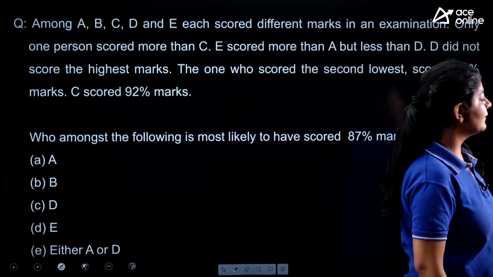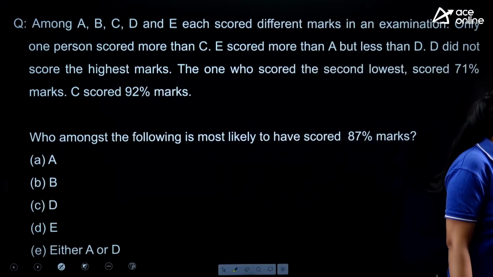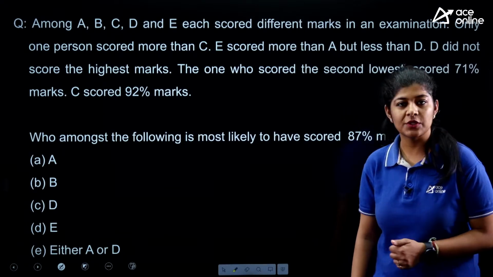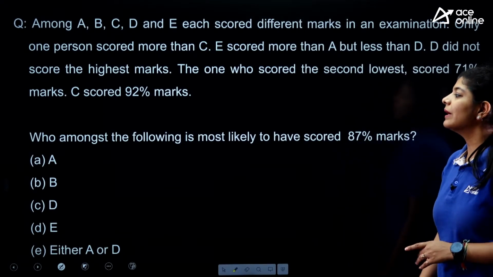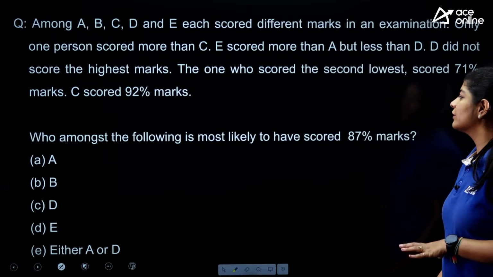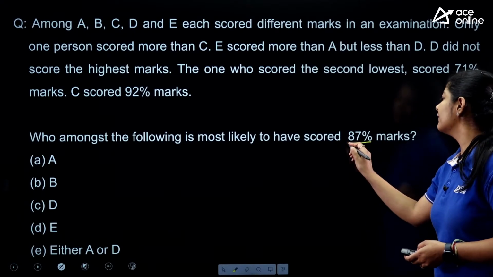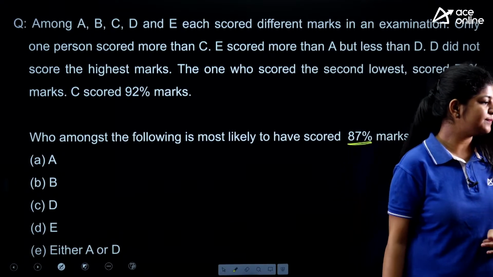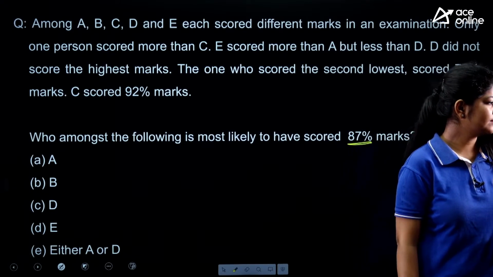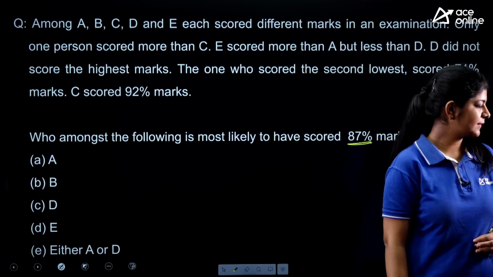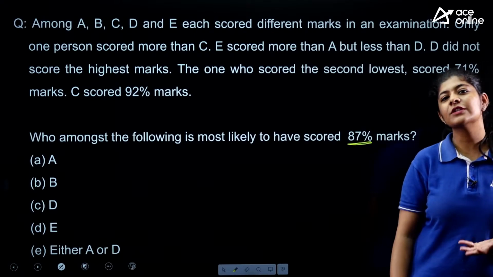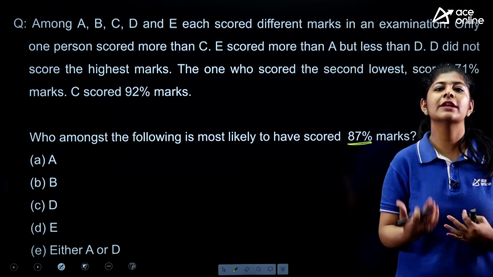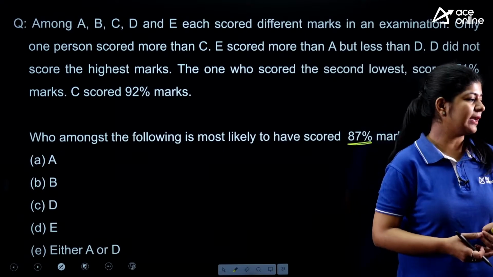Now with the help of this data, we simply have to determine the correct answer, which is asking who among the following is most likely to have 87% marks. Any one of you in the comment section? It's a very easy one. First, we simply have to write down the data, and accordingly we simply have to arrange it.